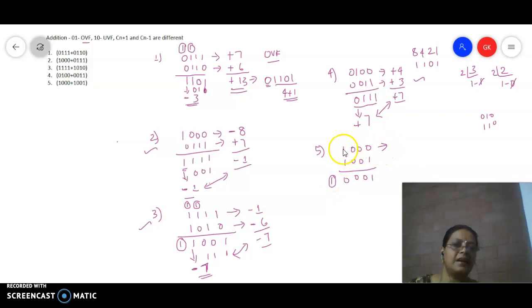If there is a 1 and then 000, this is nothing but minus 8. And if there is a 1 here, it is going to be a negative number. For 001, you have to take the 2's complement. The 2's complement of 001 is 111. So 1001 is nothing but minus 7. So minus 8 plus minus 7 is going to be minus 15.